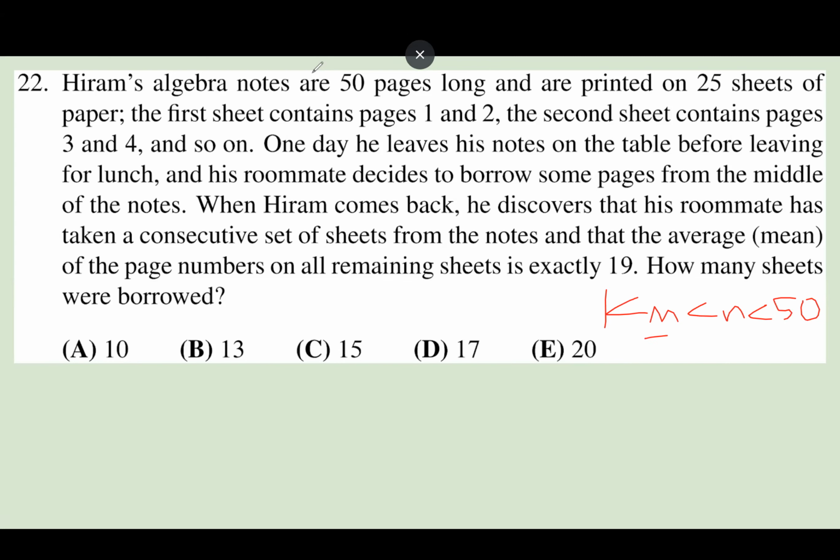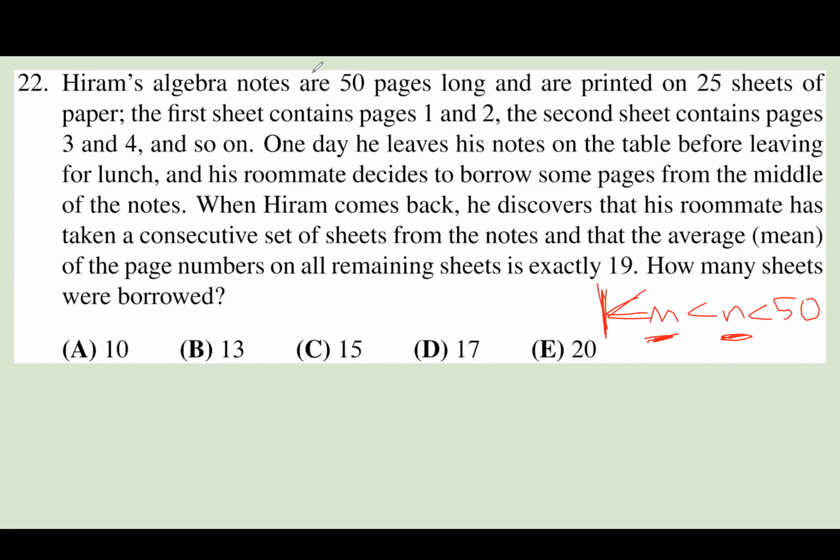Right? And M is going to be the last page before the stolen pages start, and N will be the last stolen page, right? So M is the last remaining page before the set of stolen pages, and N will be the highest page number that's been stolen, right? This is one less than, right? So now, what is that?